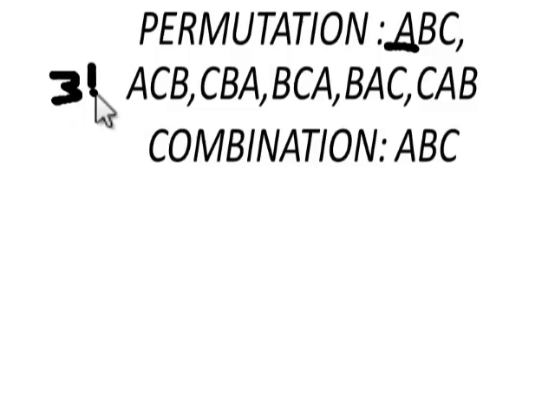But over here in combination, we only ask to choose. So choose 3 boxes out of 3 boxes. Though there are all these different ways of choosing, in combination it's just choosing. In permutation you choose and arrange. So here you're just choosing, so you only have one way of choosing. That's the difference between combination and permutation.